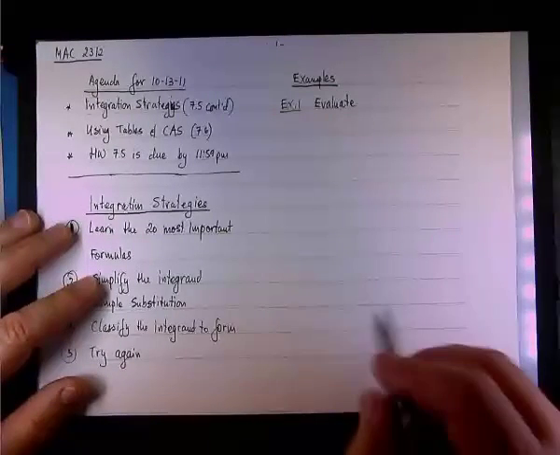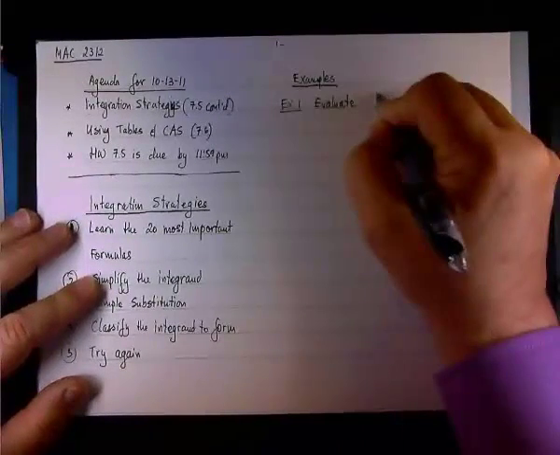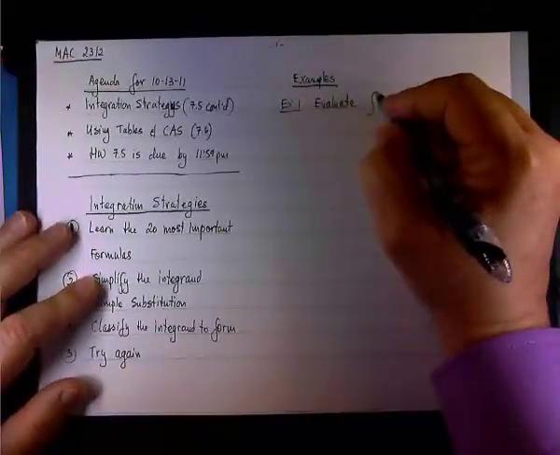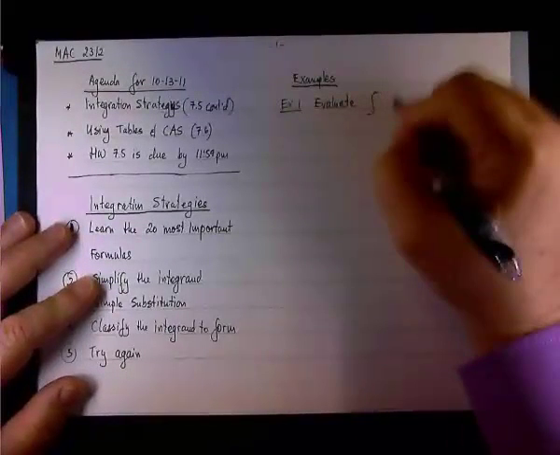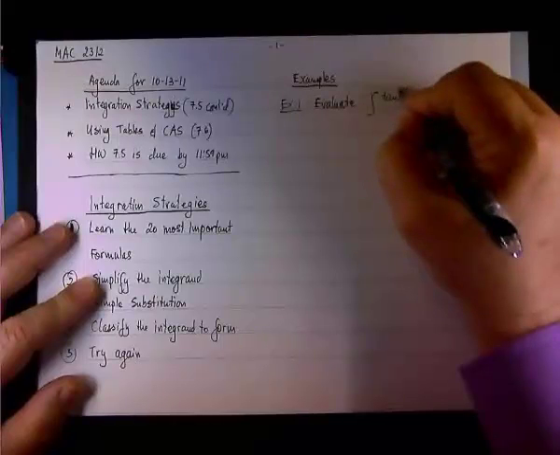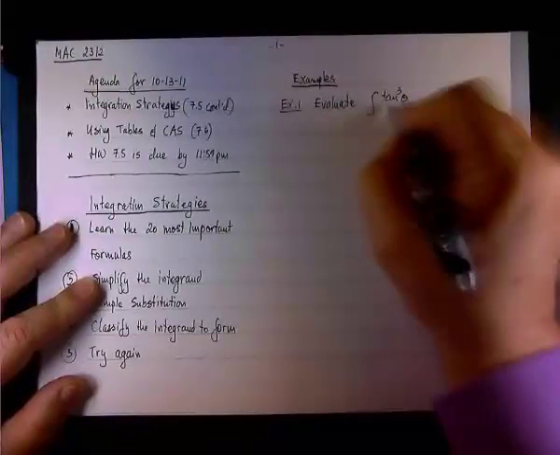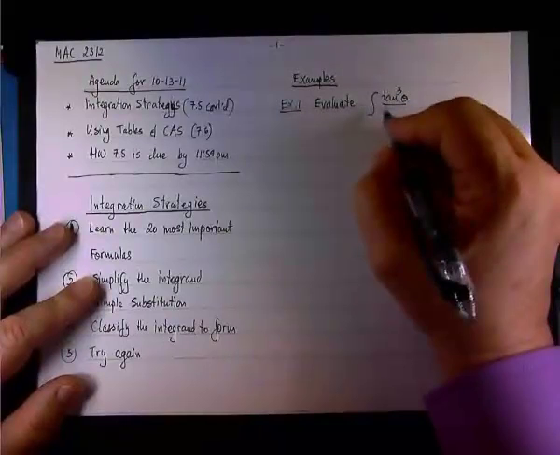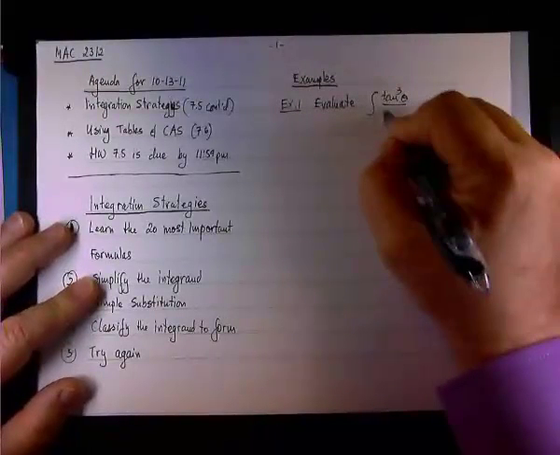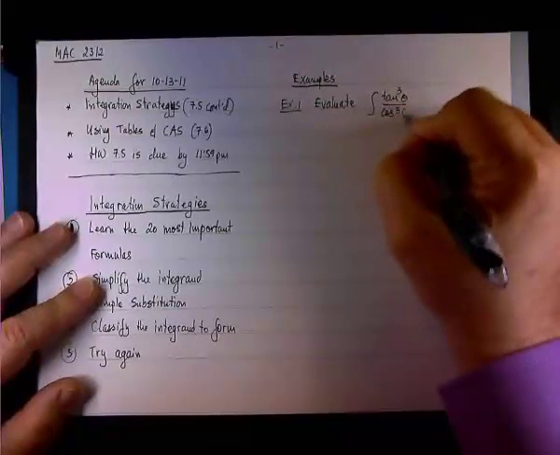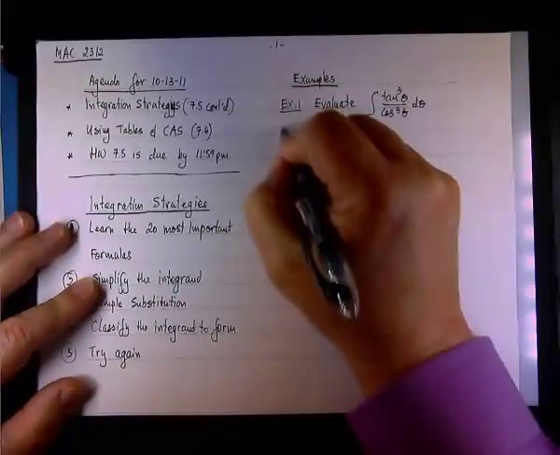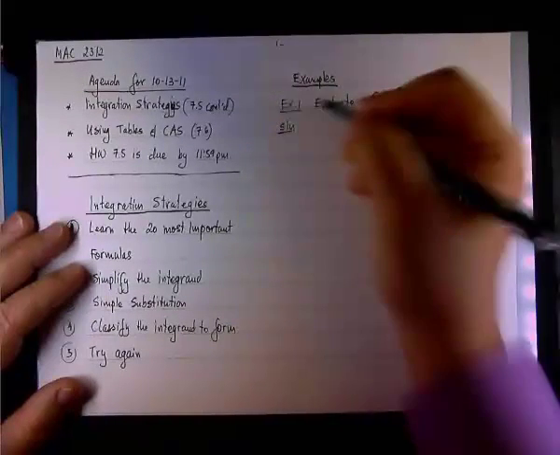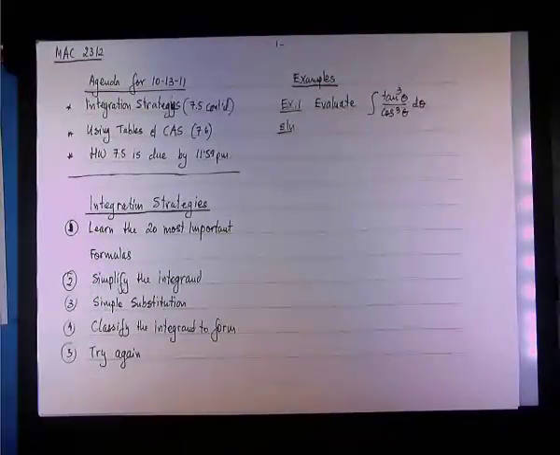Let's evaluate the following integral. In the numerator we have tangent cube. In the denominator we have cosine cube. So what will be our strategy?